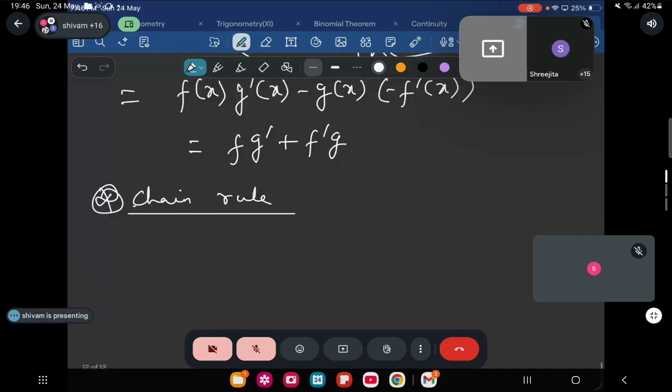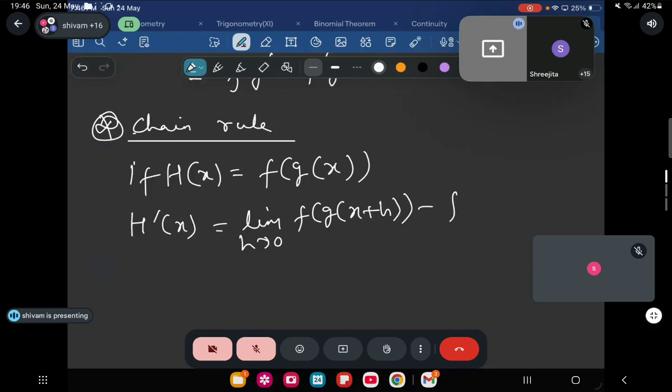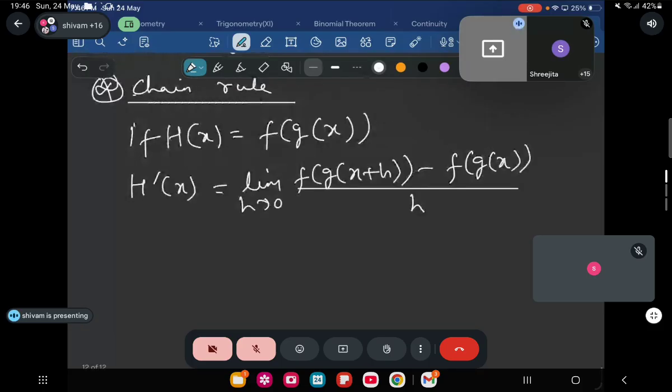Okay. So if h of x is equal to f of g of x, what is h dash x? h dash x will be equal to limit h tends to 0 of f of g of x plus h minus f of g of x, divided by h. Right, everyone?